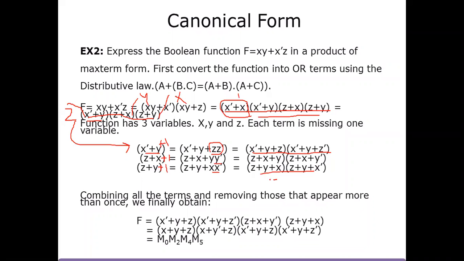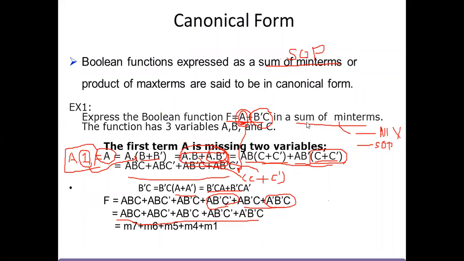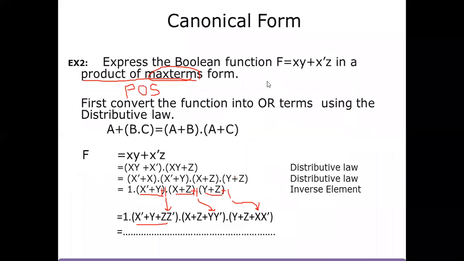So now you have got a set of terms which all have all three variables. Then you can combine them and simplify, and you will end up with this. So that's how you can convert a function into canonical form. There are two canonical forms: product of max terms, or product of sums, or sum of min terms, or sum of products form. So now you know how, given an equation, you can convert it into sum of products SOP form or product of sums POS form.